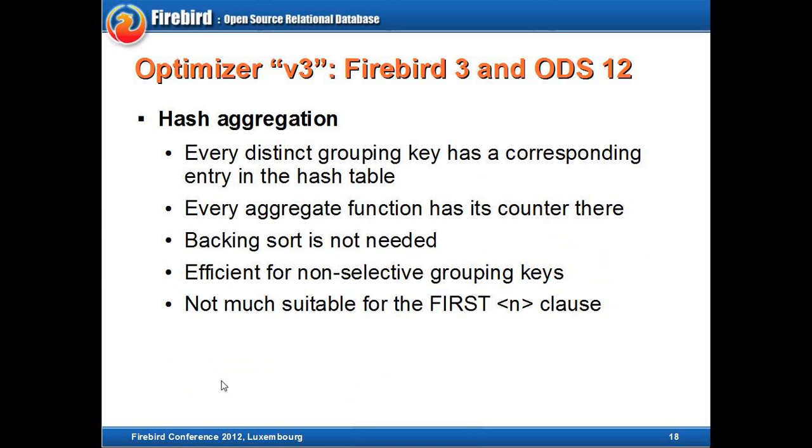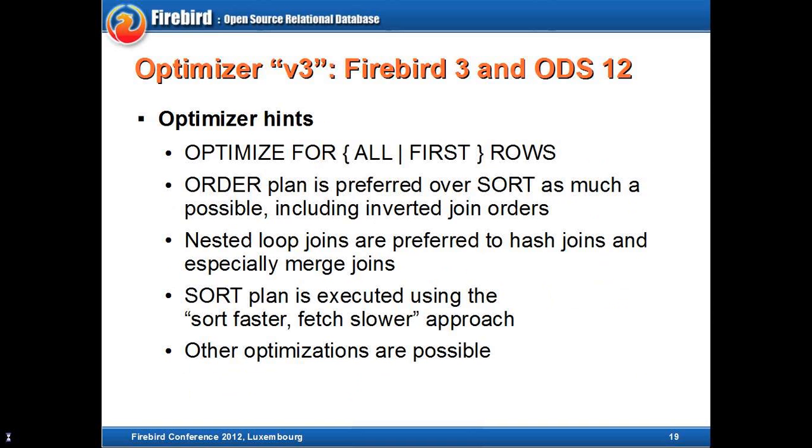If it were a very selective grouping key, we would end up with millions of items in the hash table, and lookups are going to be much slower. And actually, the sorting aggregation that is working now will be executed much faster. So again, it's only for some cases, but practice shows that it's important.